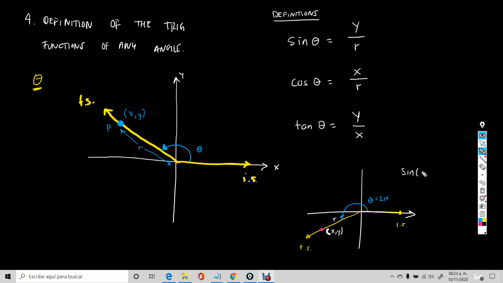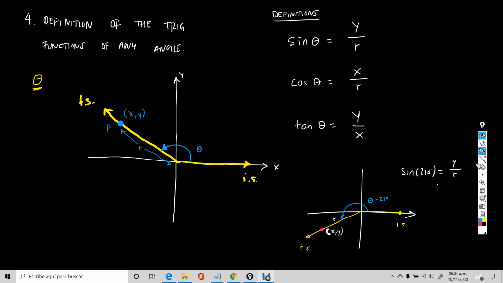The sine of 210 degrees will be equal to, according to this definition, the y coordinate of this point over the distance from this point to the origin, and so on for the rest. That's how you do it. That's the definition. It's an operational definition. I'm telling you what to do in order to calculate the sine of any angle. I'm telling you, draw it, draw its terminal side, choose a point in the terminal side, do this, do that, and therefore these are the definitions.